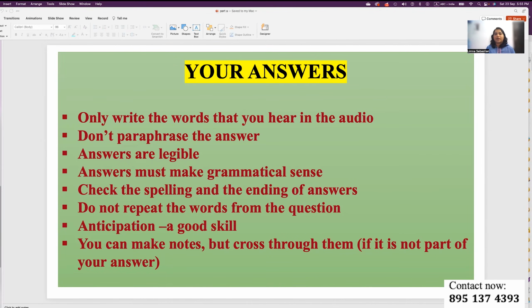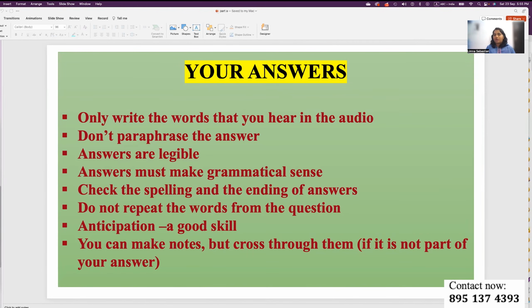So they will not give a mark. We will lose our mark. So do not repeat the words from the question. The answer should be exact and right. And again, anticipation is a good skill. Already I told how it will help.